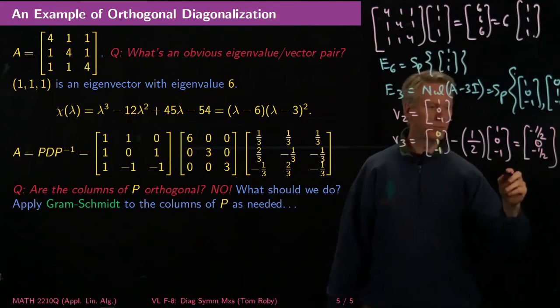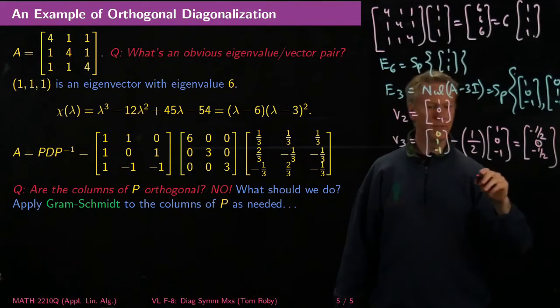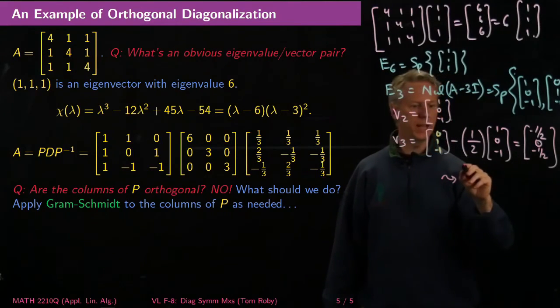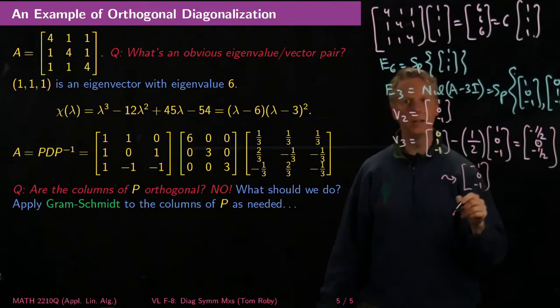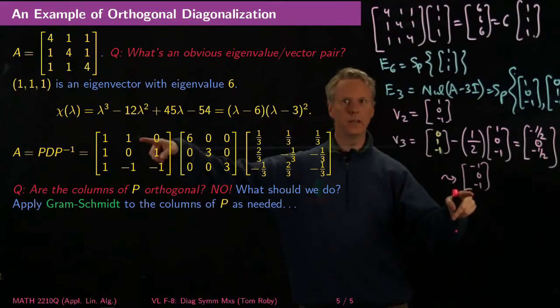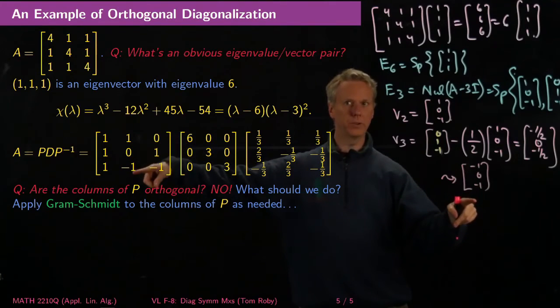And in fact, I can think of this as being, I can rescale it however I want. So first I'm going to rescale it as minus 1, 0, minus 1, where it's really easy to see that these two vectors are orthogonal.